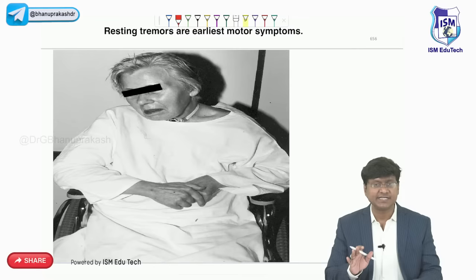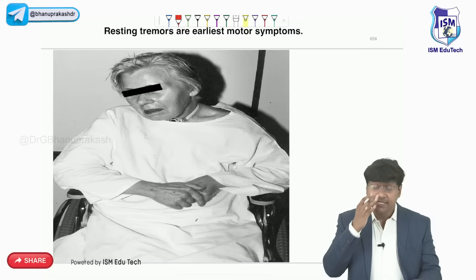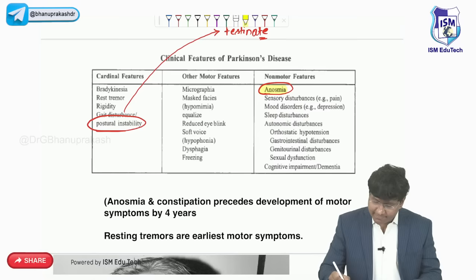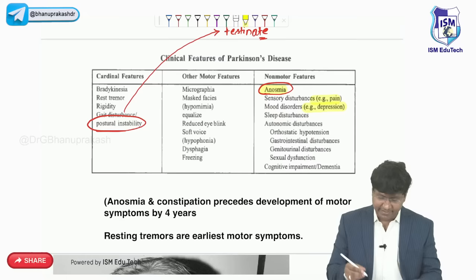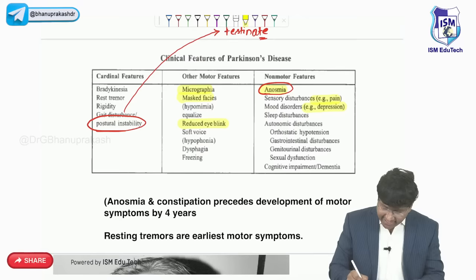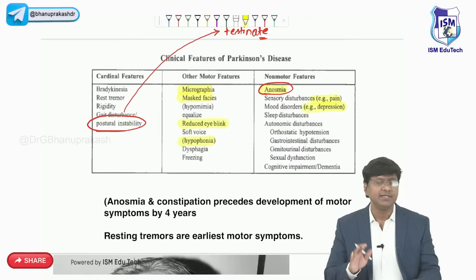And in patients with Parkinsonism, they will not only have motor manifestations, they also have non-motor manifestations. The non-motor manifestations will be in the form of anosmia, where there is loss of sensation of smell, mild sensory loss, pain. There can be mood disorder in the form of depression. And what are the other motor manifestations? They will have very small handwriting, micrographia, expressionless face, that is masked facies, reduced eye blink, which is nothing but your Myerson sign, and you have soft voice, that is hypophonia, and they will have difficulty in swallowing, and they also have freezing. So these are the clinical features in Parkinsonism.